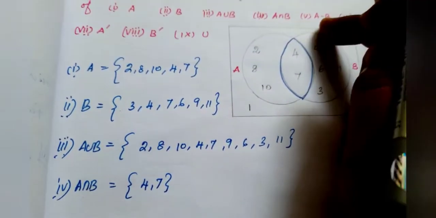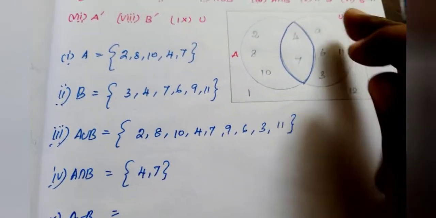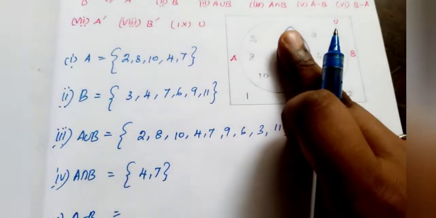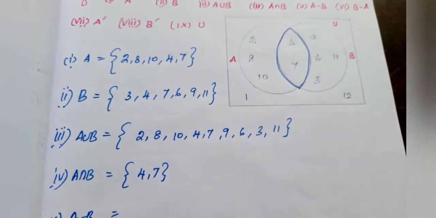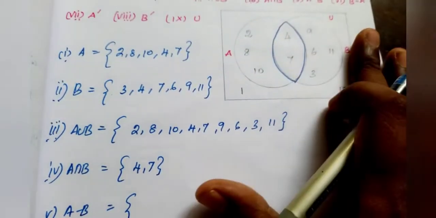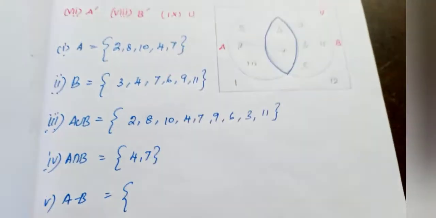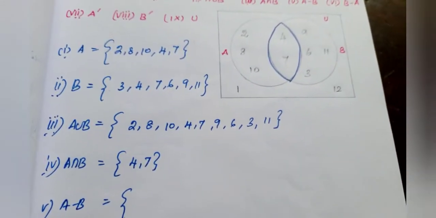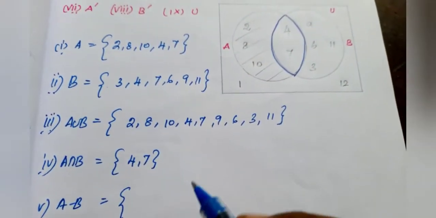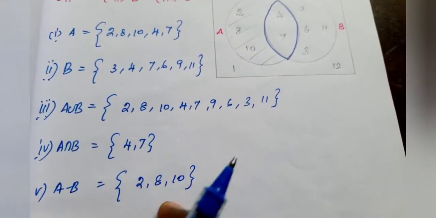Then what is A minus B? A minus B is the fifth one. Previously I said subtract the elements of B and remove the common elements. So here we leave all of set B, and keep A except this common area. This portion is called A minus B. Therefore 2, 8, 10 are the elements of A minus B.